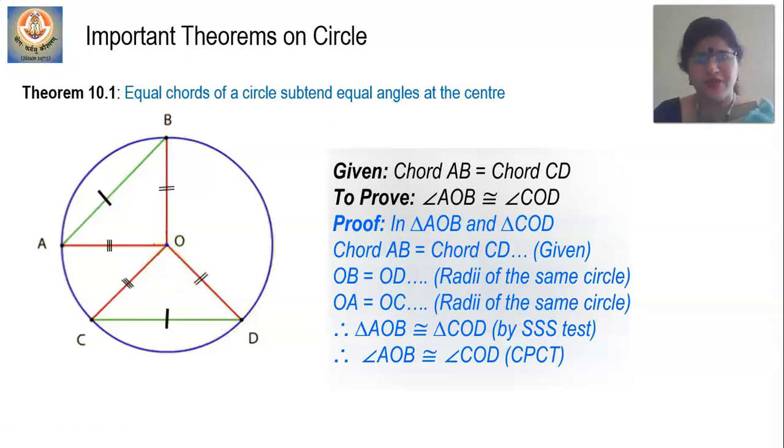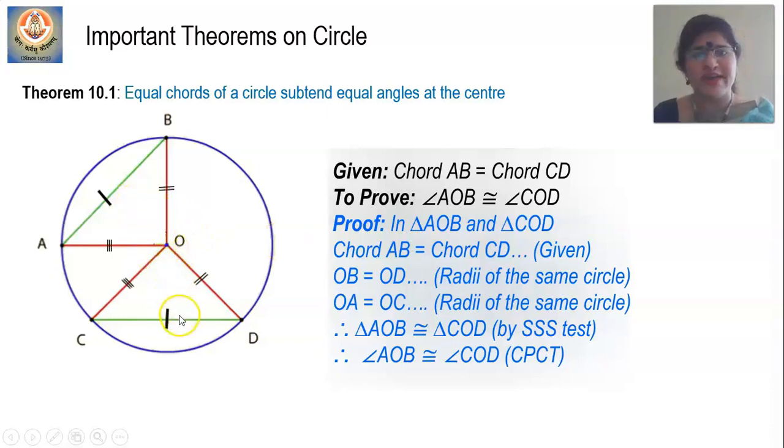Now from this information, what do you think is given? Equal chords of a circle. So it is given chord AB is equal to chord CD. What you have to prove? They subtend equal angles at the center. That means they form equal angles at the center. So the theorem is divided into a few parts. You write down first what is given, then you write down what you need to prove, and then we begin with the proof.